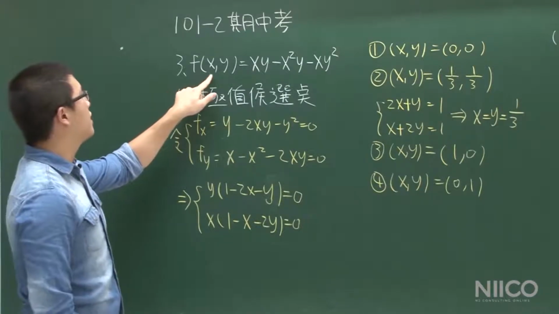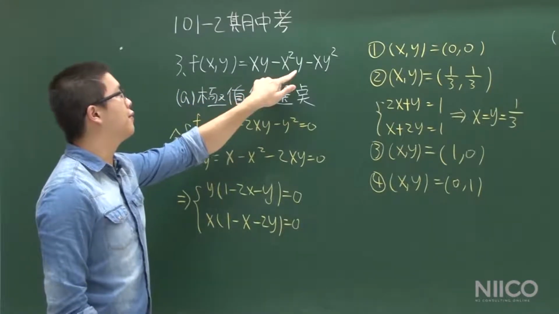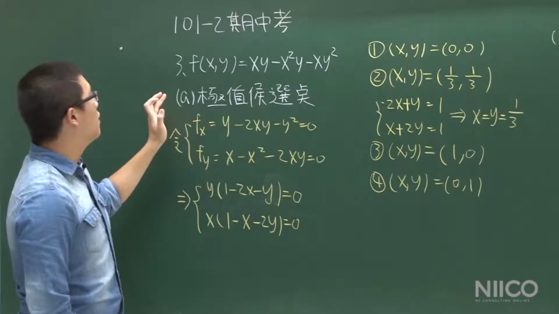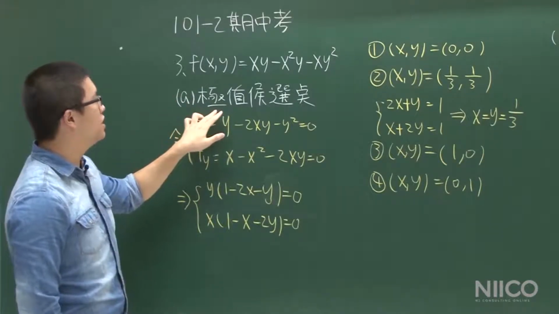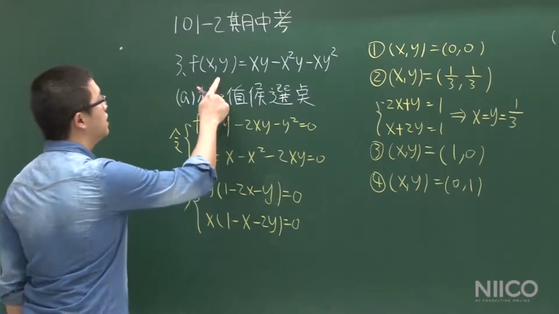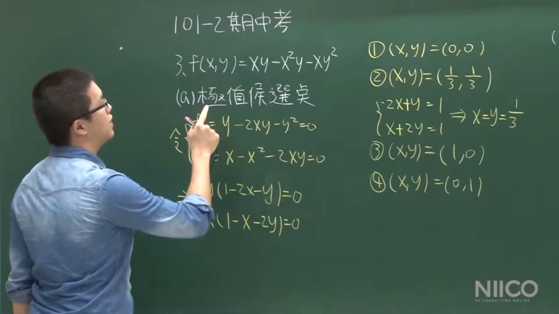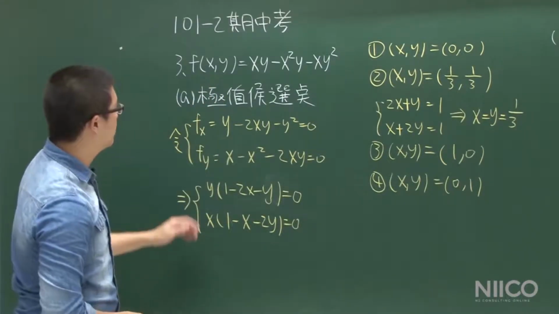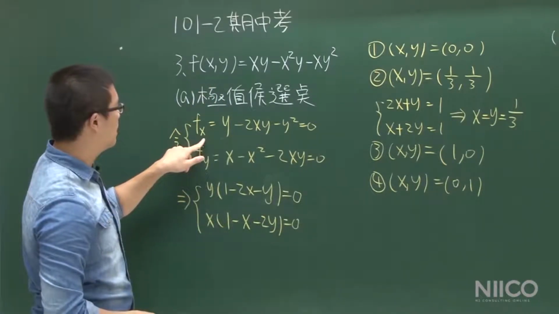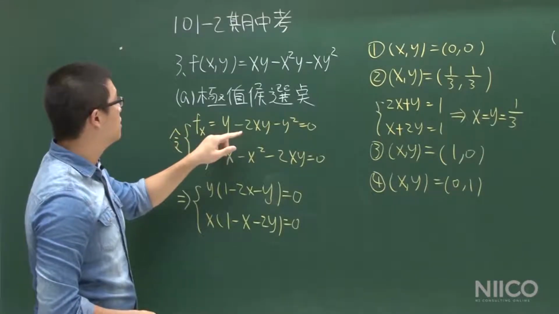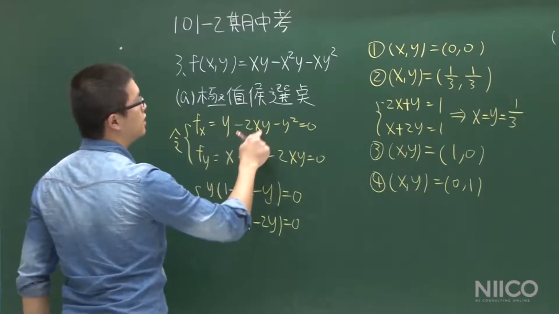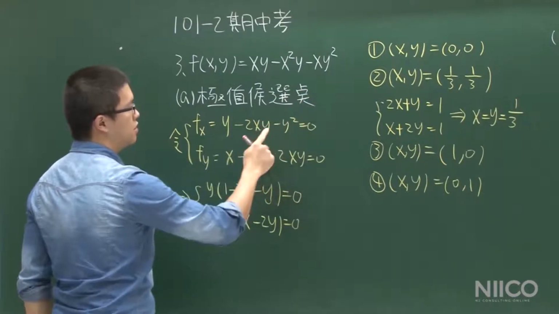Hello everyone, so in this function of x and y, we are going to calculate the candidates for the extreme points. So what are the extreme points? These are when f partial x and f partial y are all 0. So what is f partial x? It is just y minus 2 times x times y minus y squared. And we want f partial x to be 0, so this one is going to evaluate to 0.